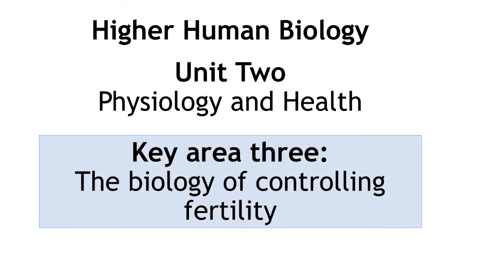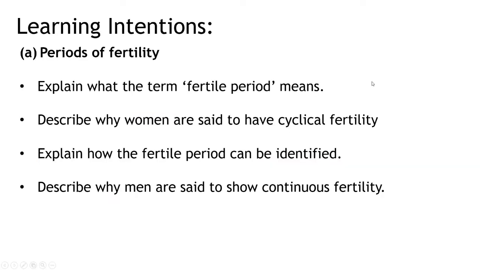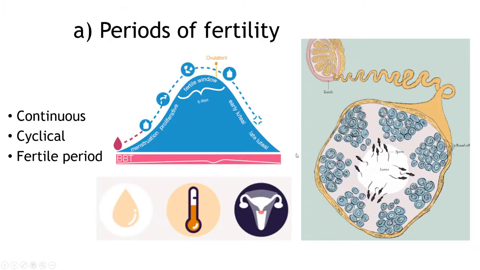In this video, we look at Higher Human Biology, Unit 2, Physiology and Health, Key Area 3, the biology of controlling fertility. So, firstly, we look at Key Area 2.3a, periods of fertility: explain the terms fertile period, why women are said to have cyclical fertility, whereas men have continuous fertility, and look at how the fertile period can be identified.